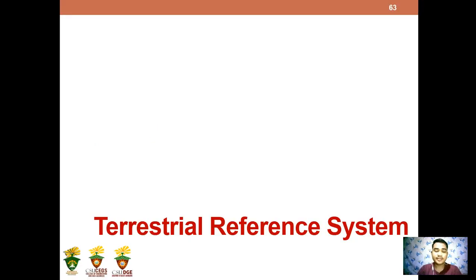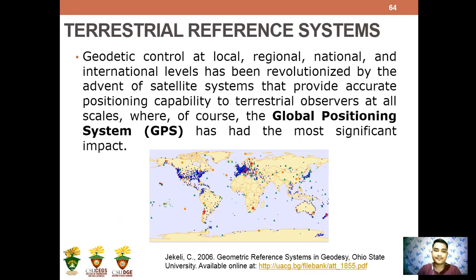Next is we are going to discuss the terrestrial reference system. So in terrestrial reference systems, the geodetic control at local, regional, national and international levels has been revolutionized by the advent of satellite systems that provide accurate positioning capability to terrestrial observation at all scales, where of course the Global Positioning System or GPS had the most significant impact.